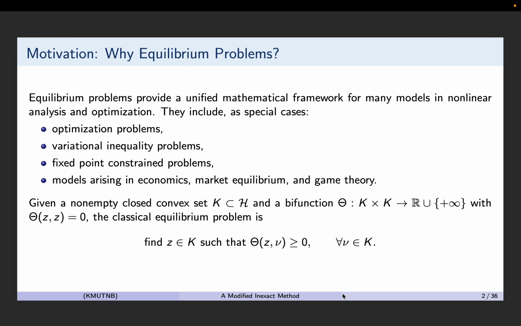So the equilibrium problem we are considering in this case is: given a non-empty closed convex set K of a real Hilbert space H and a bifunction Θ with Θ(z, z) = 0. The classical equilibrium problem, as we can recall, is to find a point in K such that this inequality is satisfied for all v in K.